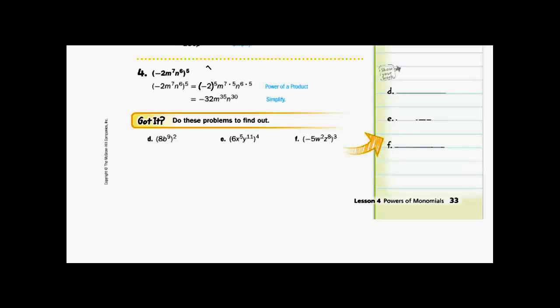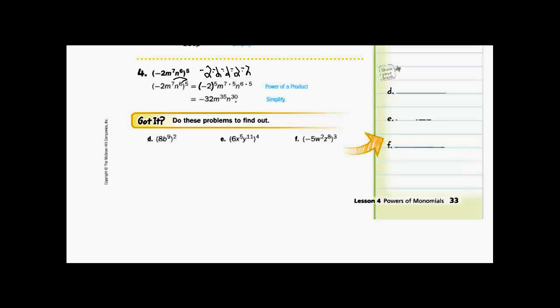So 2 times 2 times 2 times 2 times 2. 2 times 2 is 4, times 2 is 8, times 2 is 16, times 2 is 32. But now this is negative, and so you really have 5 negatives that you're multiplying together, so you've got a negative 32. 7 times 5, 35. 6 times 5, 30. Negative 32, m to the 35th, n to the 30th.